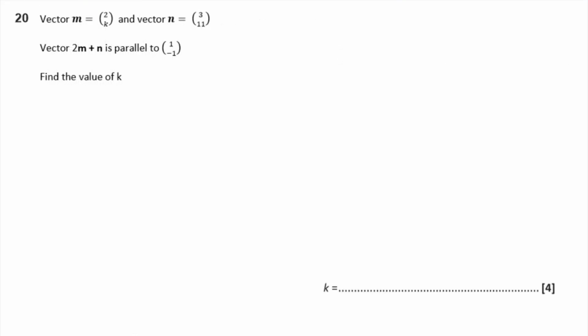Question 20, vector m is (2, k) and vector n is (3, 11). Vector 2m plus n is parallel to (1, minus 1). Find the value of k. Okay. So let's find out what 2m plus n is first off, and then we'll worry about the parallel bit in a minute. So the vector 2m plus n is going to be 2 lots of my vector (2, k) plus my vector (3, 11).